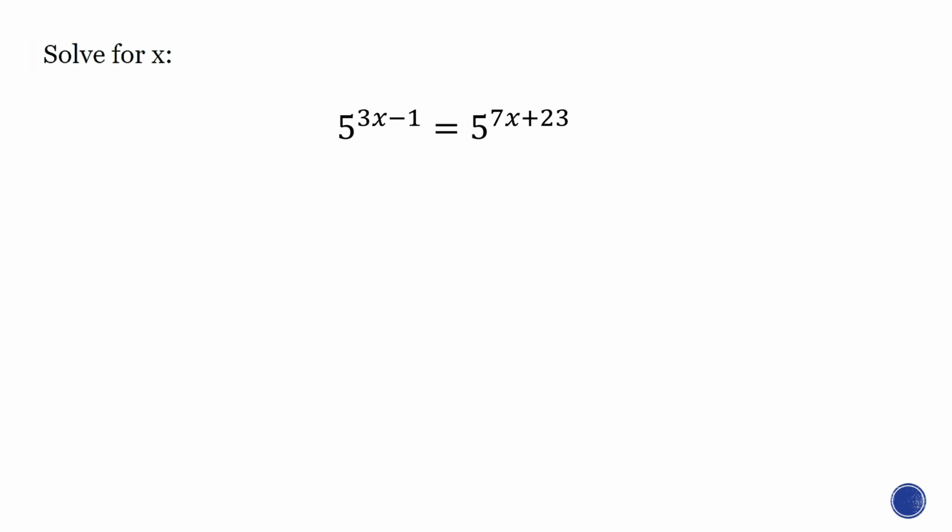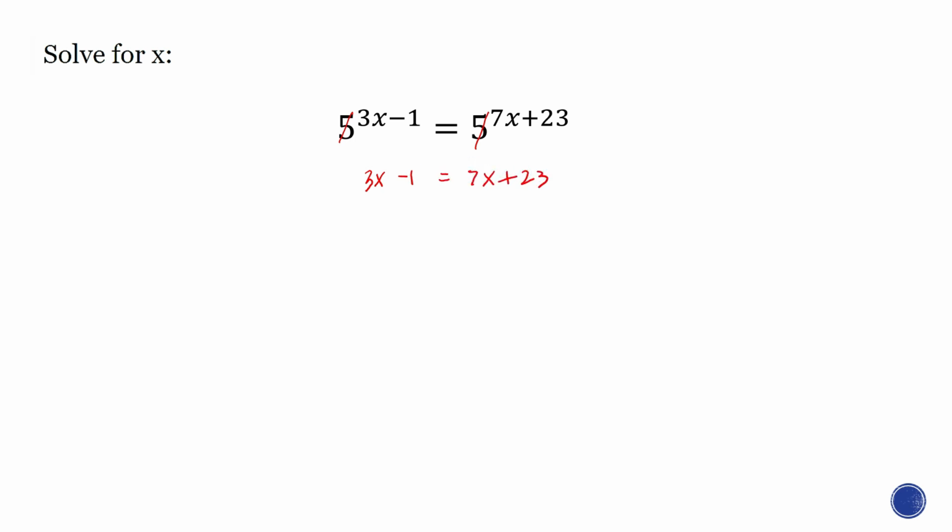So the first thing you need to look at in an exponential equation are the bases. We need to make sure that the bases are the same, that's the objective. Now here the bases are the same, they're both 5. So all we need to do is disregard that number 5 and solve for x of the exponents that are in algebraic expressions. So we have 3x minus 1 equals 7x plus 23.